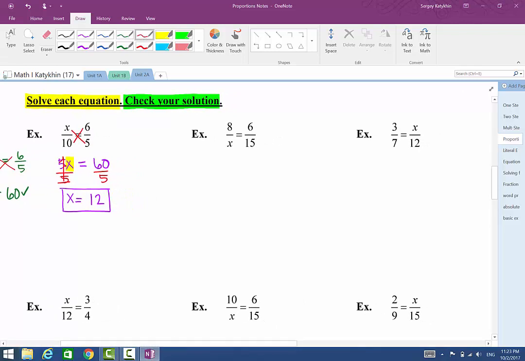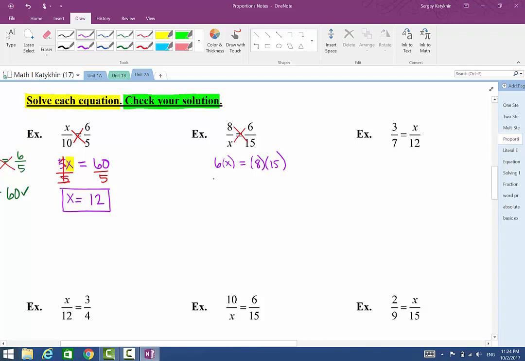Again, as a proportion, we're going to go ahead and cross multiply. It really does not matter if I take 8 times 15 or x times 6 first. It's just a preference, whatever you want to do first. I prefer to multiply the variable with the number. So I'm going to take 6 times x is equal to 8 times 15.